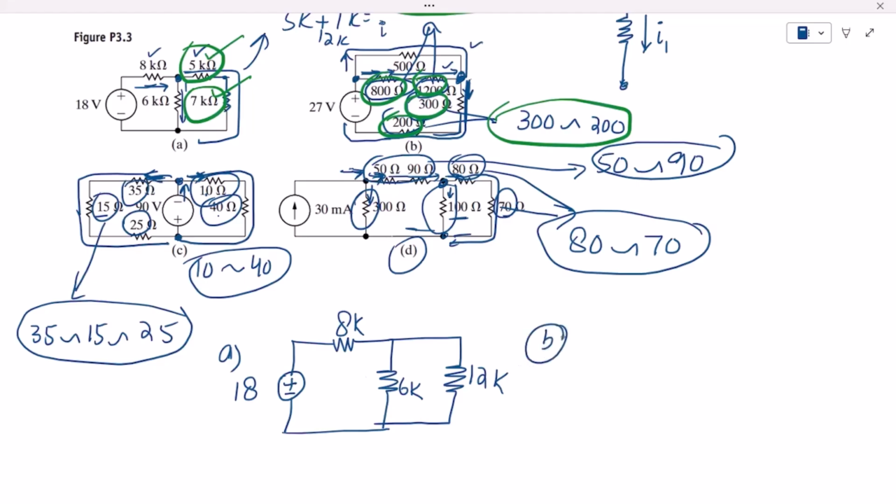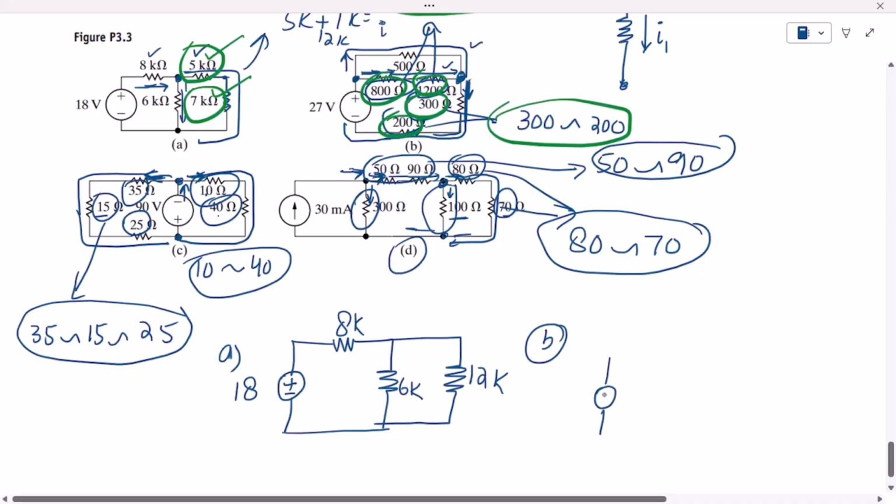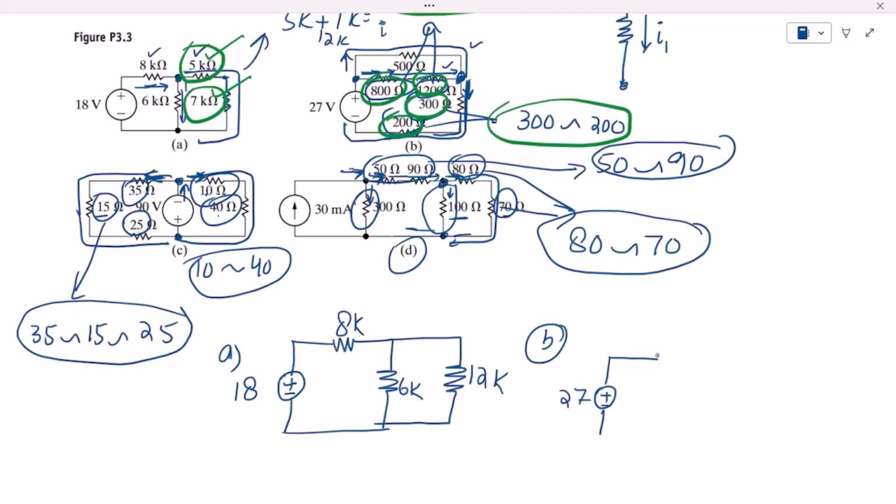In part B, the two resistors here are in series, the two here are in series. So therefore let me have it here, the 27 volts. The first two resistors are 800 plus 1200. So 800 plus 1200, this is 2000 ohm. These two resistors are in series, so this is 2000 ohm. The other resistor which was here was 500 ohm.